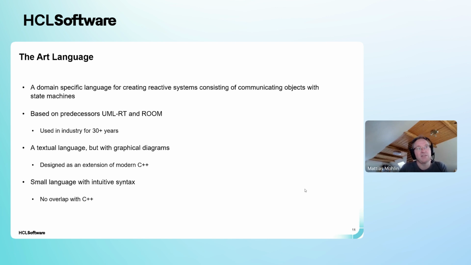It is, like I said, a textual language, but it still has the graphical diagrams, which are important for getting a good overview and abstraction. And another thing that we were careful about when we designed it was to make it a pure extension of modern C++. So UML, for example, has quite a big overlap with C++, which is always a source of confusion for new users. But here we wanted to have a pure extension, which means that we can have a small language with an intuitive syntax and no overlap with C++.